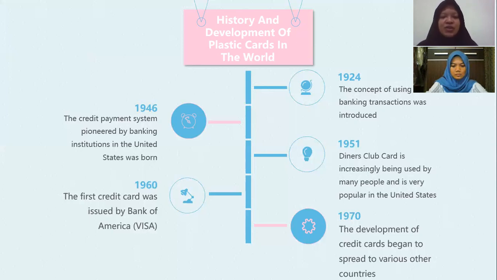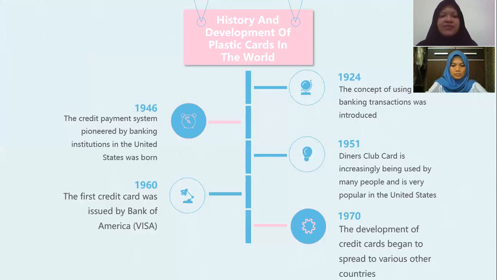American Express also didn't want to lose to issue a similar card. The issued card is called AMEX, American Express, and is of the same type as a charge card. In that year, also found materials for making Diners Club cards. The next development, then there is a credit card as we know it nowadays. The first credit card was issued by Bank of America or Visa, and it was in the 1960s.